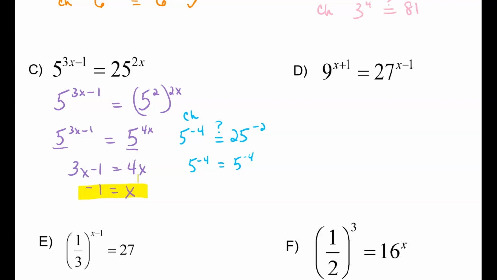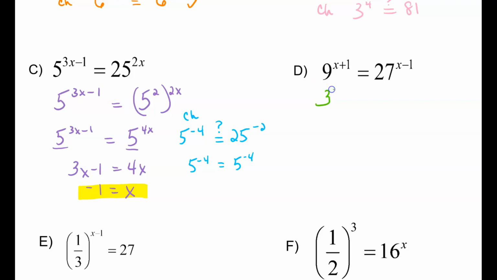Any questions so far? Okay, so in D, I've got 9 to the x plus 1 equals 27 to the x minus 1. What's different in this one? Not simplified. You have to change both of them. Both of them. 27 cannot be expressed as a power of 9, so that does mean changing both. What is the common base they both have? Both have 3. So we have to do it to both sides on this one.